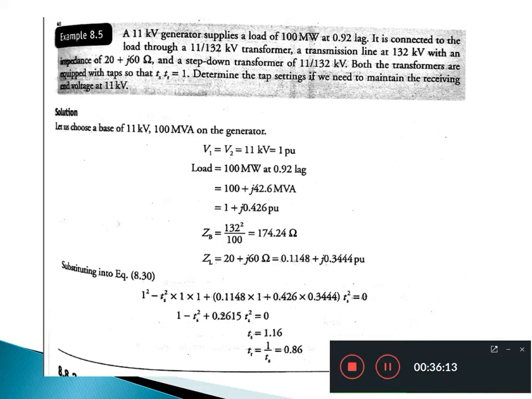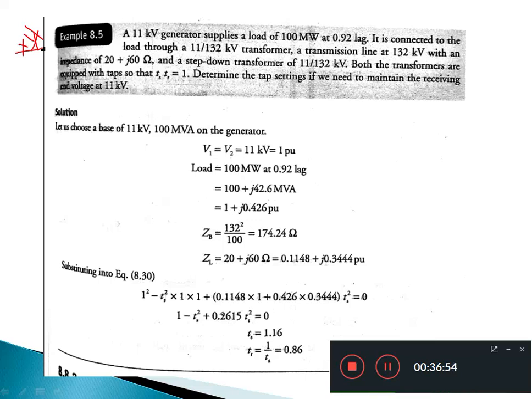Let us discuss one more problem on tap changing transformers. This is also one of the question paper problems. An 11 kV generator supplies a load of 100 megawatt at 0.92 lagging. It is connected to the load through an 11 kV to 132 kV transformer. A transmission line at 132 kV has an impedance of 20 plus J60 ohm, and there is a step-down transformer of 132 kV to 11 kV. Both the transformers are equipped with taps so that Ts Tr is equal to 1. Determine the tap setting if we need to maintain a receiving end voltage of 11 kV.